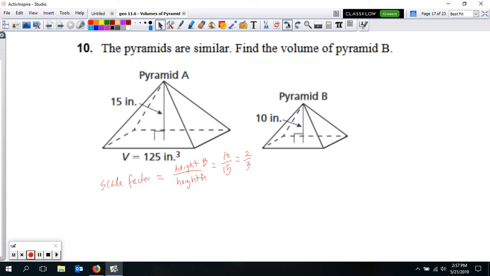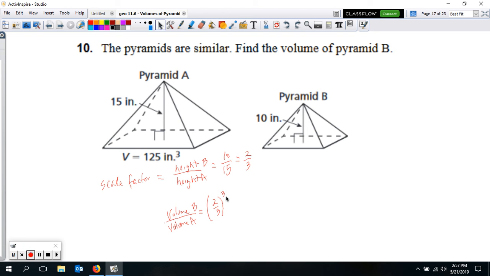And maybe the reason why I would do that is because this is not an improper fraction. It's not 3 over 2, it's 2 over 3. It might be easier to work with something that's not an improper fraction. But again, like I said, it didn't matter. If you did 3 over 2, you could still get it right, as long as you're consistent with the ratio. And now we're going to put the volume of B over the volume of A, and it's equal to the scale factor cubed.